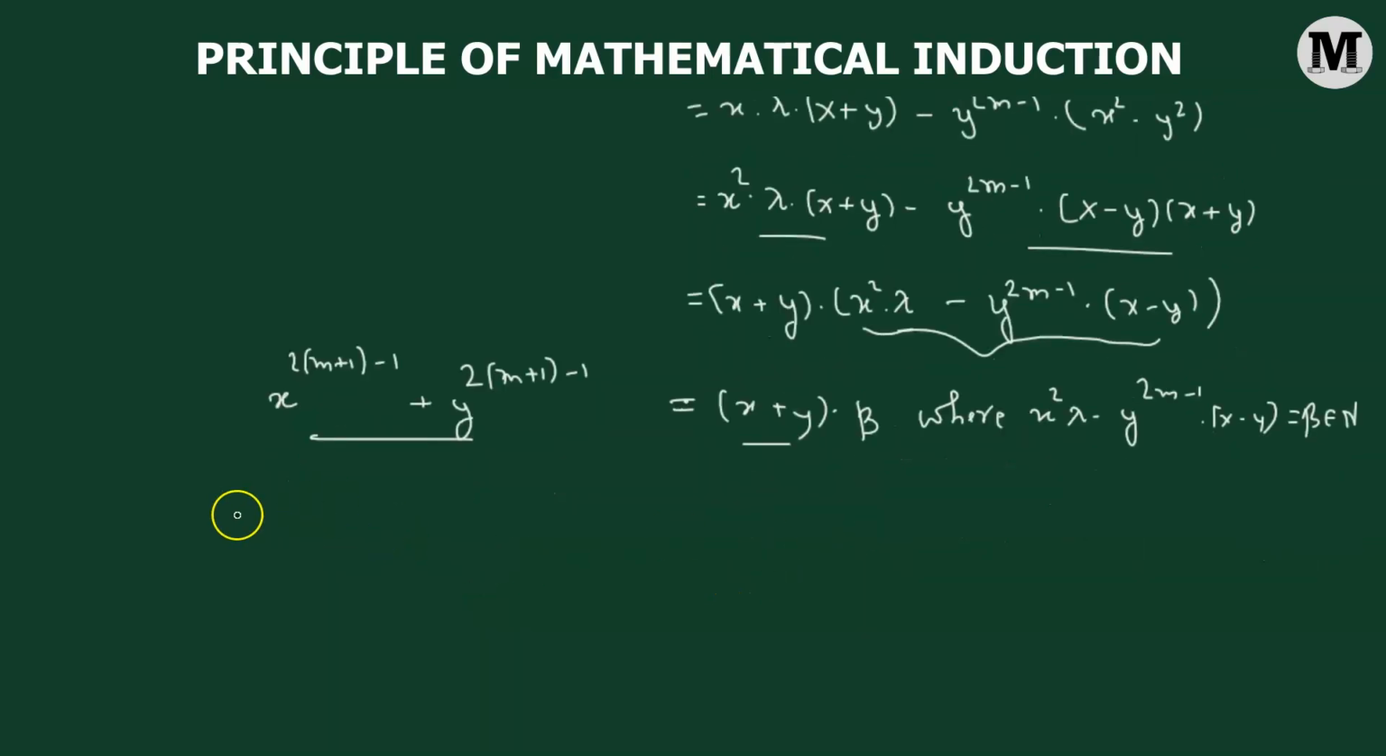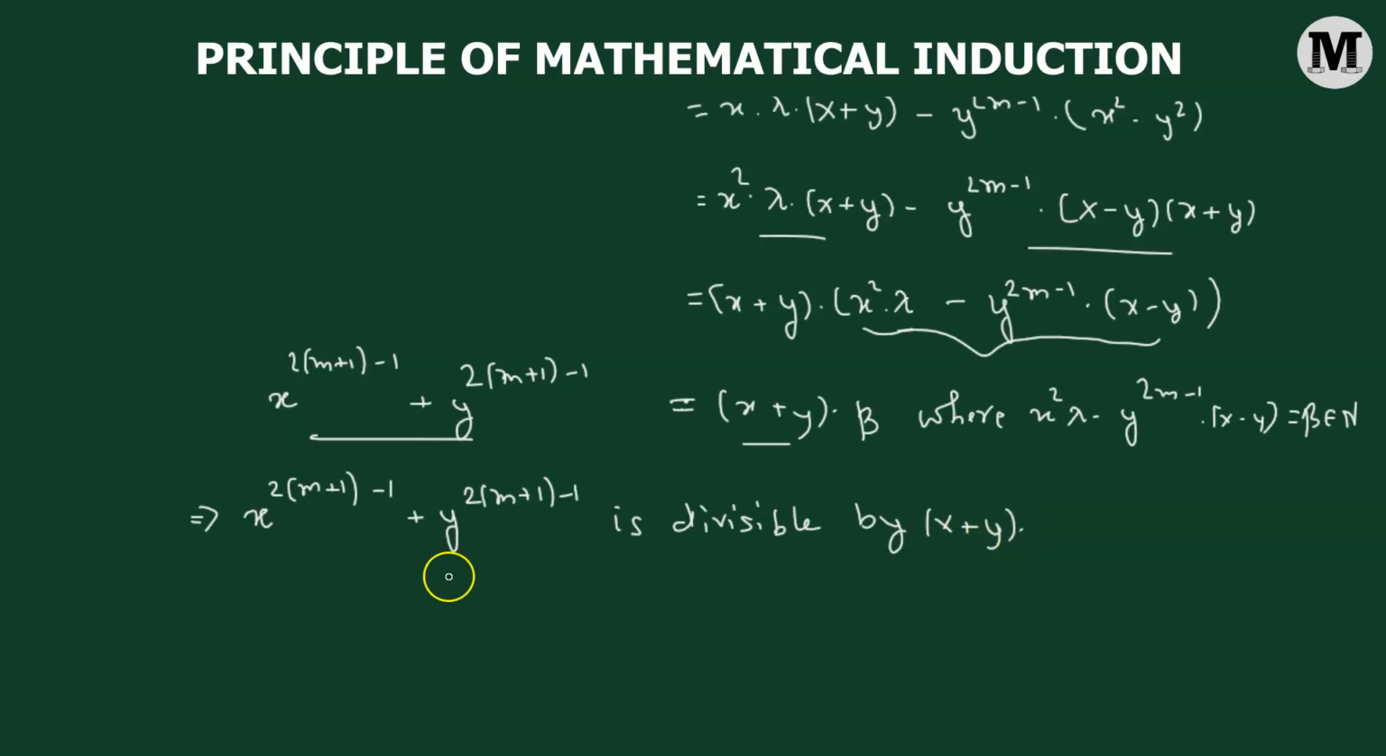Now if it is a multiple of x plus y, then we can also say that x raised to the power of 2 times m plus 1 minus 1 added to y raised to the power of 2 times m plus 1 minus 1, this expression is divisible by x plus y, and that is what we had to show. Now since it is divisible by x plus y, we can now straight away say that our statement p of m plus 1 is true.